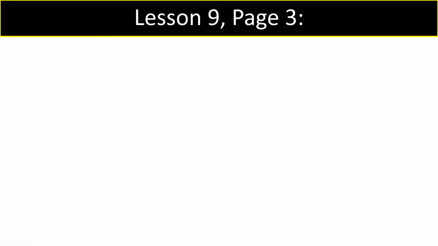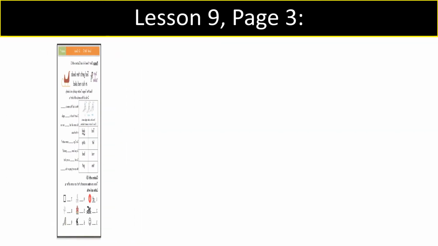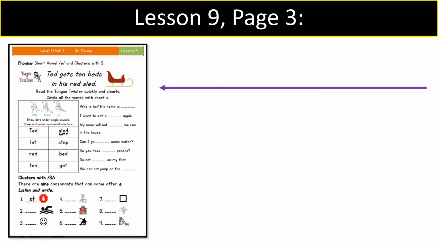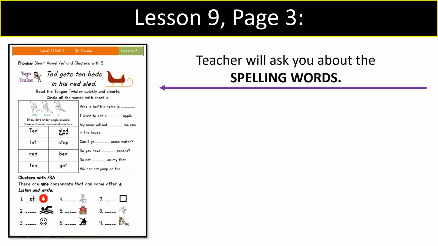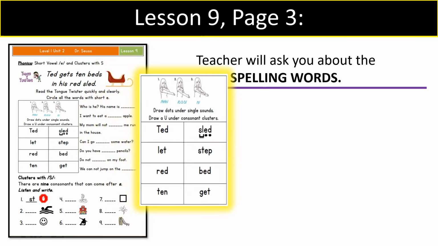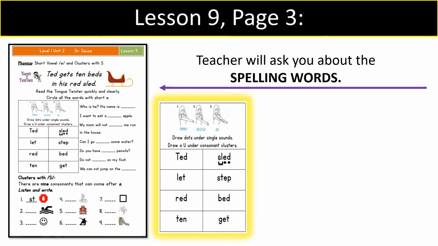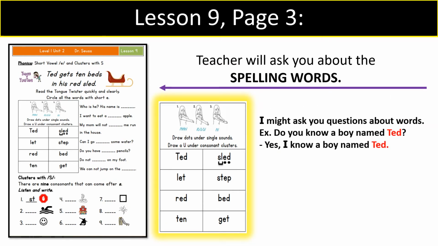Lesson 9, page number 3. Every page 3 focuses on spelling words, and the teacher will ask you about the spelling words. There are 8 spelling words today. And it says, I might ask you questions about words. For example, do you know a boy named Ted?